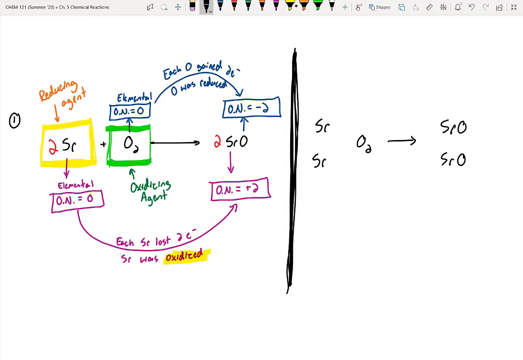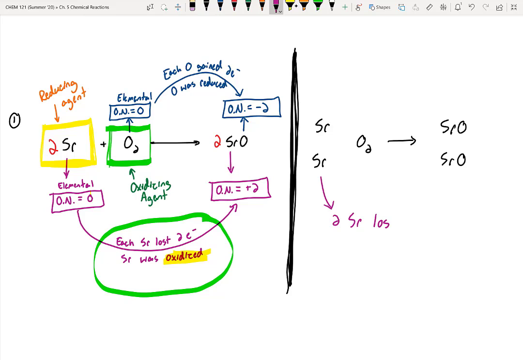So let's think about it this way. Over here on this side, we said that each strontium atom lost 2 electrons, right? So how many electrons were lost total? I'd say 4, right? Because we have 2 atoms and each of them lost 2 electrons. So 2 Sr lost 2 electrons each, which equals 4 electrons.